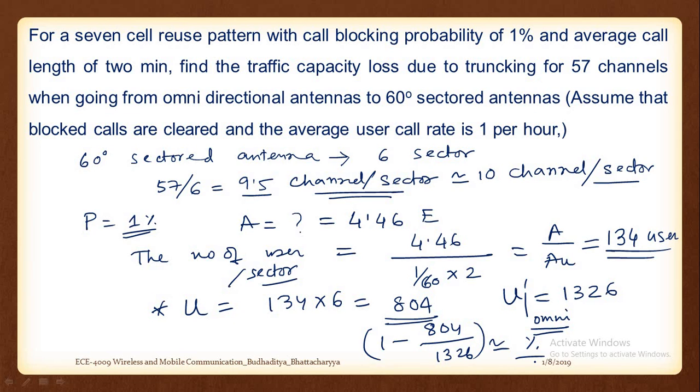That's what I told you even during sectoring when we were studying it, that it always reduces the traffic capacity. Remember, sectoring is only used to improve the signal to interference ratio. It's nothing to do with the users. So when you are trunking 57 channels into 6 sectors, you are losing some of the users. So that is proved.